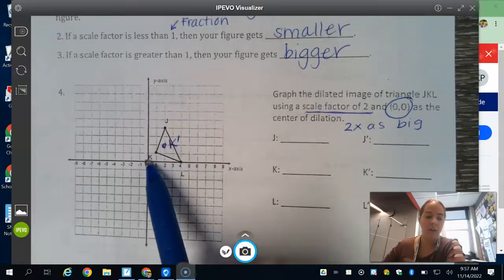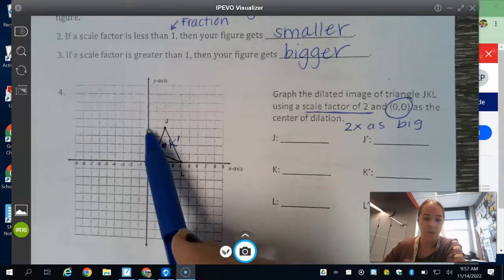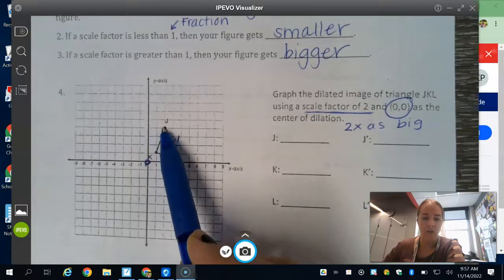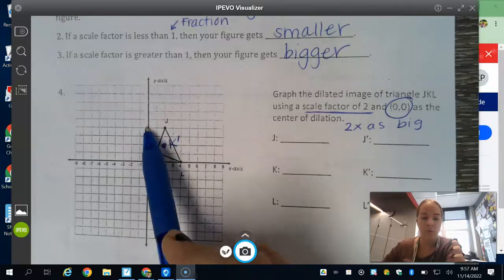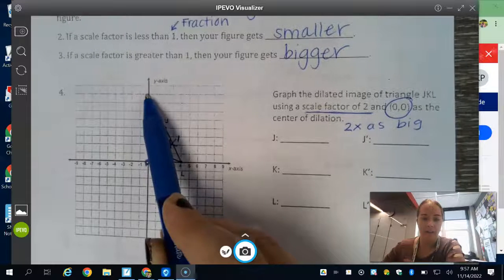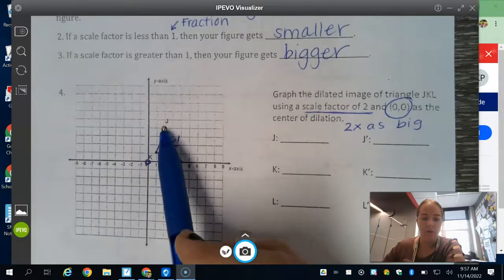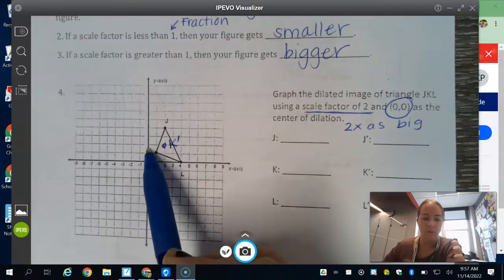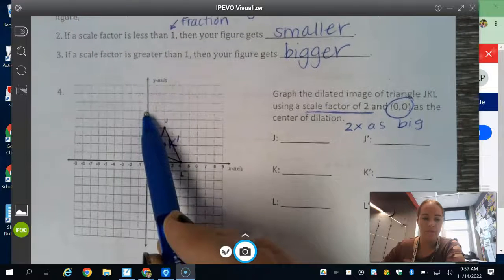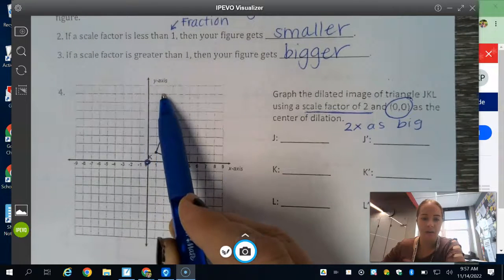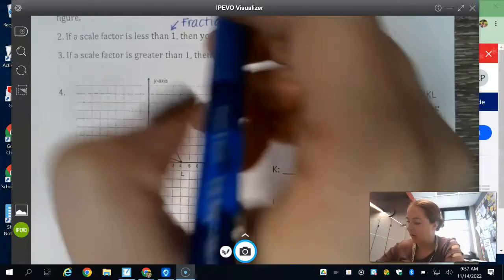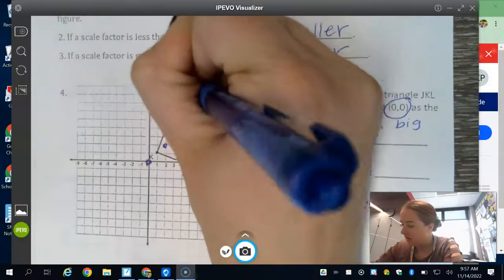2. Going from K to J, I would go up 1, 2, 3, 4 over 1, 2. Going up 4 doubled would be 5, 6, 7, 8. Going over 2 doubled would be going over 4. So up 8, 1, 2, 3, 4, 5, 6, 7, 8. 1, 2, 3, 4 would be right here. That's where new J moves.